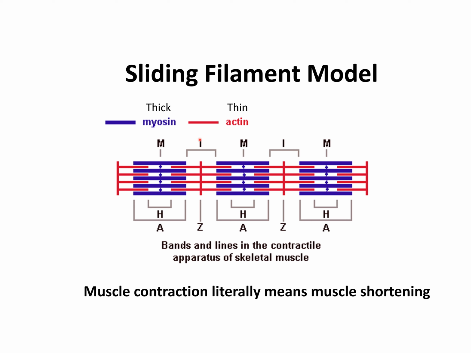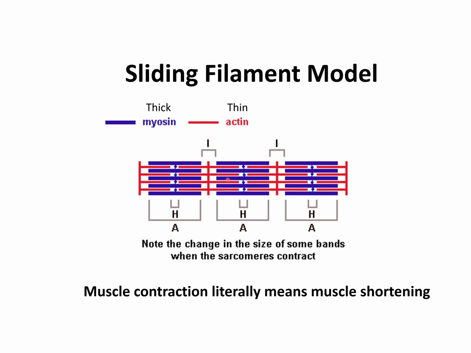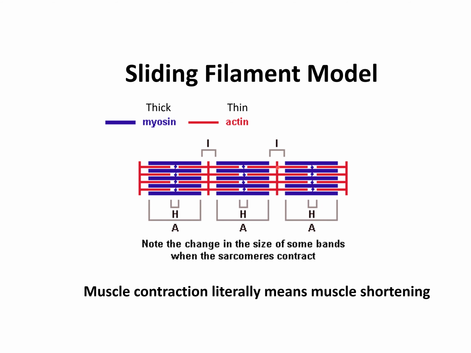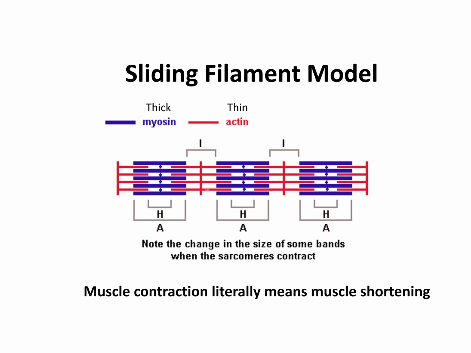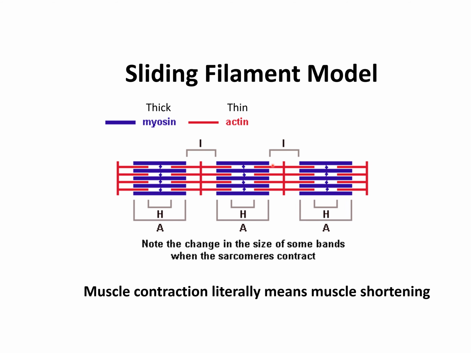Let's quickly go over the sliding filament model and the major filaments, myofilaments. The thick filament is myosin, that's in blue. The thin filament is actin. When the size of the band changes, when the muscle contracts, the Z lines, the lines at the end of the sarcomeres, are Z lines. So 1, 2, 3, 4 Z lines are currently visible.